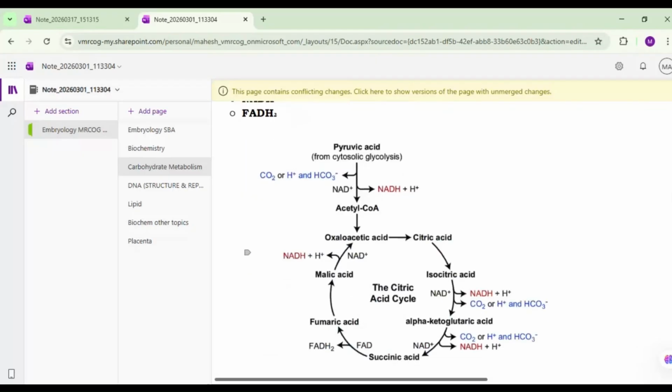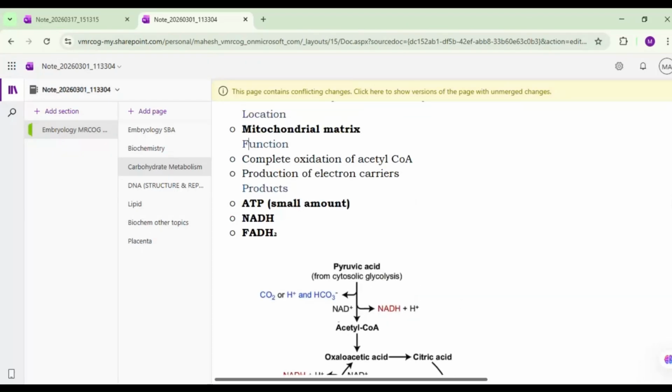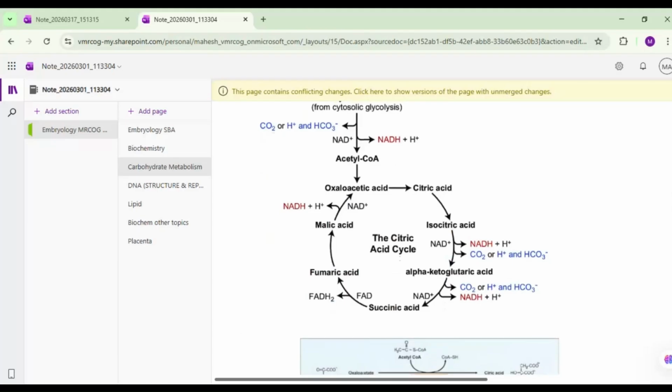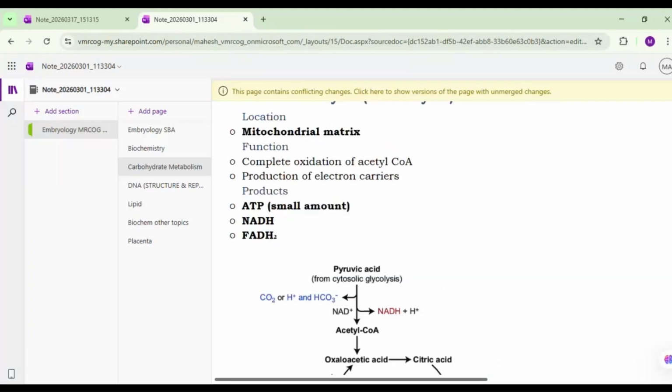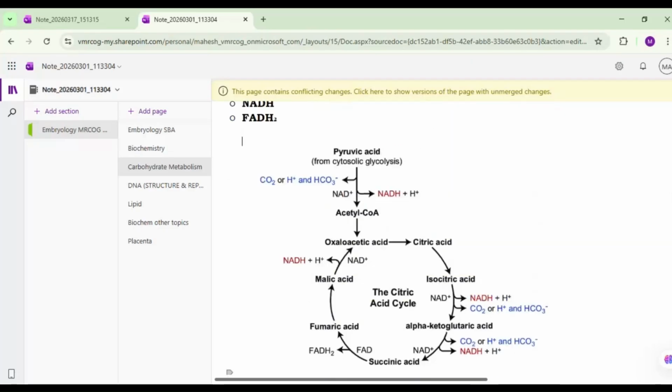Now let us see the TCA cycle, also called the citric acid cycle or Krebs cycle. The pyruvic acid formed in glycolysis is converted into acetyl CoA, and here one NADH is formed. Then acetyl CoA combines with oxaloacetic acid and forms citric acid, and the cycle begins. Then there are successive steps.